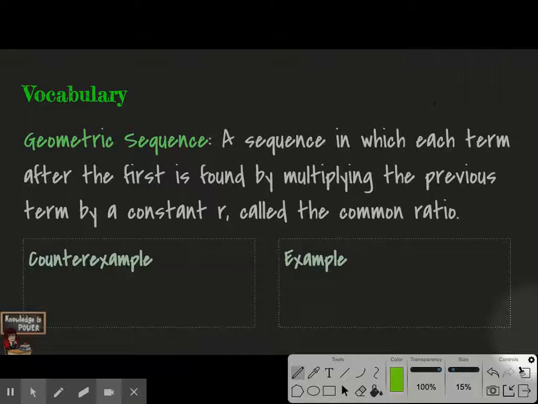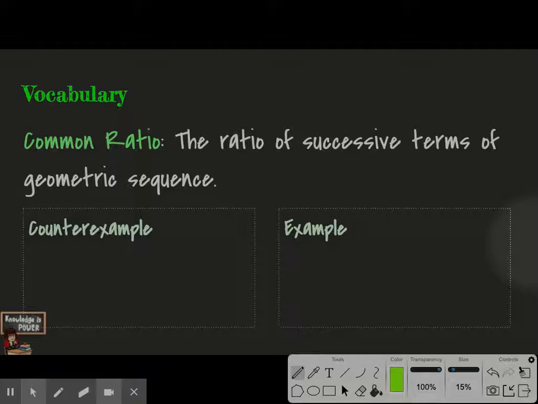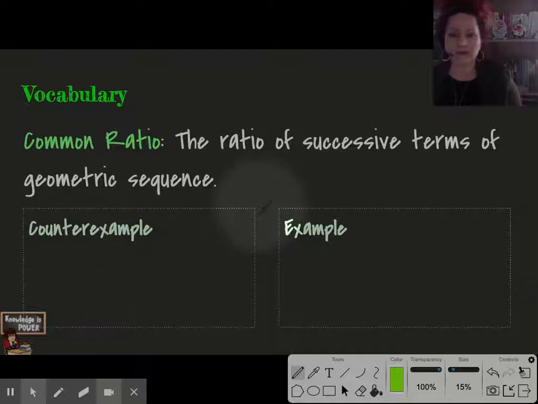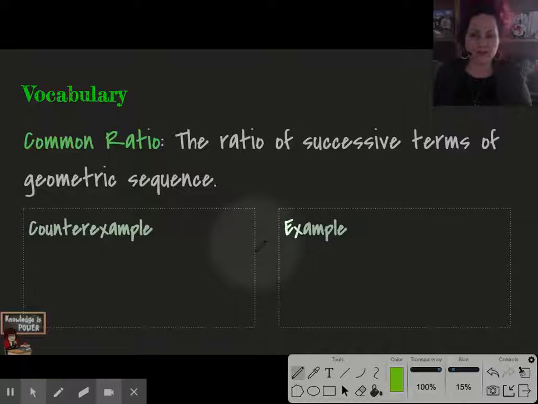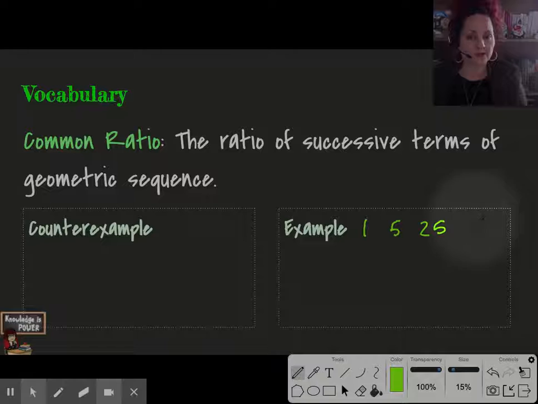Any questions that you have along the way, please feel free to come see me and we will clarify that for you, okay? Common ratio, that is the number that we were multiplying by whenever we're talking about geometric sequences. It is the ratio of successive terms of a geometric sequence. For example, let's say that we had the 1, the 5, the 25, and the 125. Remember, we said we know we're multiplying by 5 every time.